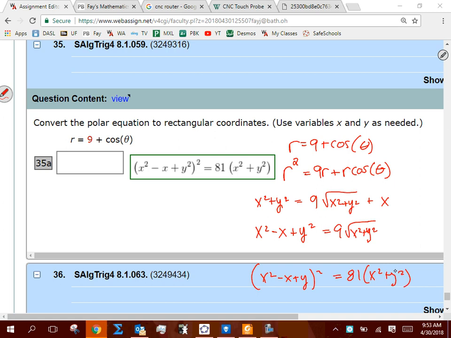Okay. And if you were just to check yourself, I would graph that first, and then graph that, and see if they overlap each other. And that tells you that they're the same. Okay.